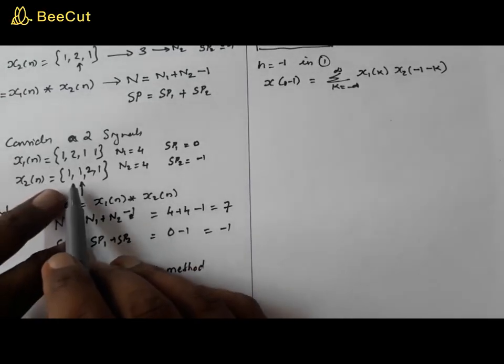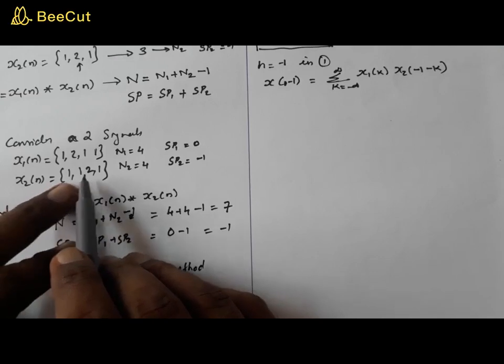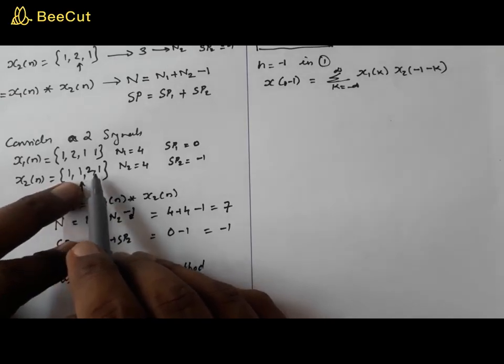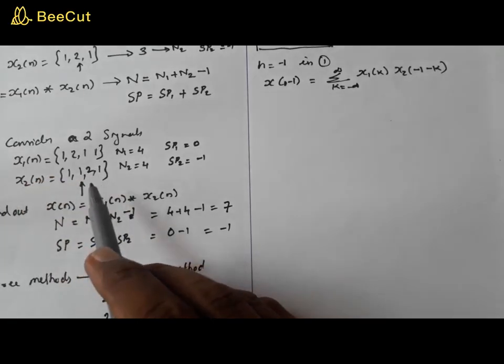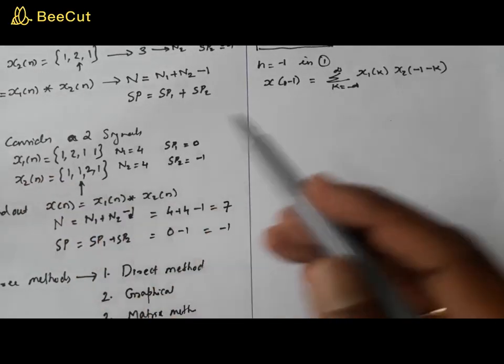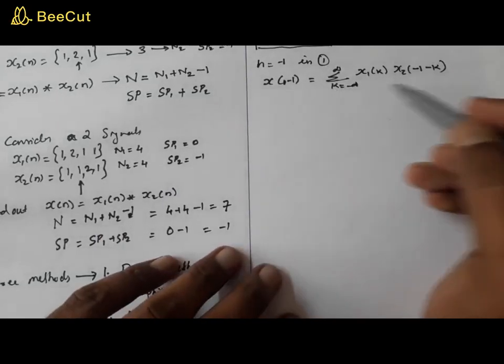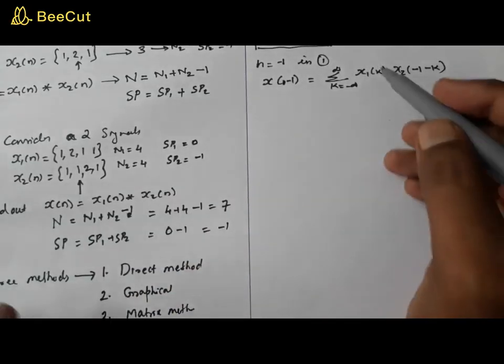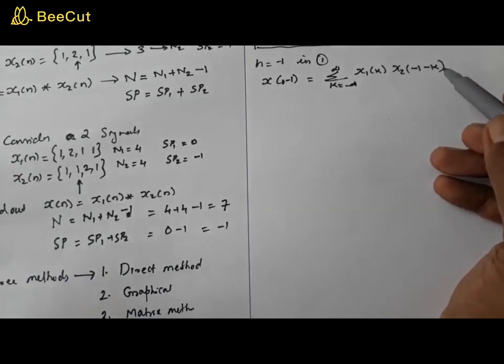And in the second signal, you have only one value for the negative side, that is at minus 1, then all others are positive up to n is equal to 2: 0, 1 and 2. Now what is x2 of 4? x2 of 4 is also equal to 0. So you will be having only limited products, and all the other products of x1 of k and x2 of minus 1 minus k are going to be 0.